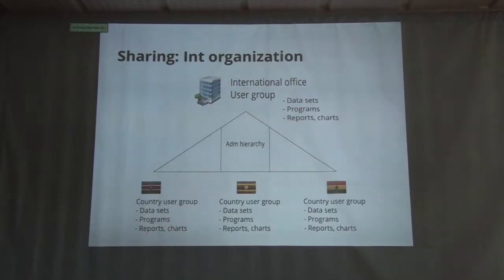Right. So this picture here illustrates the concept. So you can think about the hierarchy like this. For instance, you have an international office that's sort of managing the whole organization. And then you have operations in multiple countries. You have Kenya, Uganda, and Ghana, for instance, right? It's sort of a hierarchy.